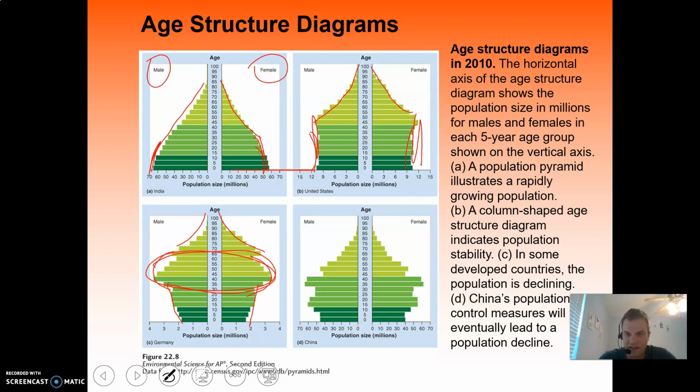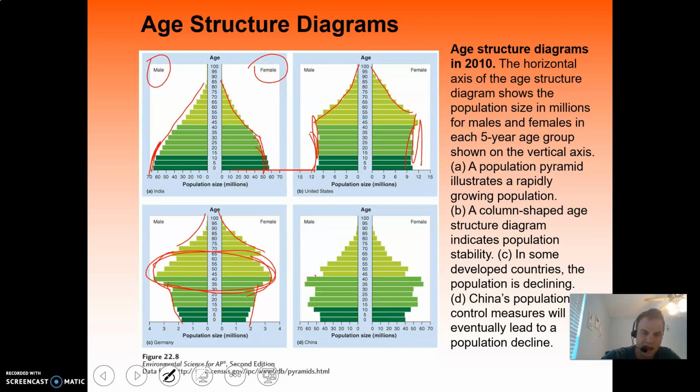Now, China, like I said, is in the middle of an MEDC and LEDC, so you don't see the perfect, well, not perfect, but you don't see the typical India pyramid shape, but you do see a bit of a pyramid. You definitely see people not making it as old as they do in the United States and Germany and stuff like that.